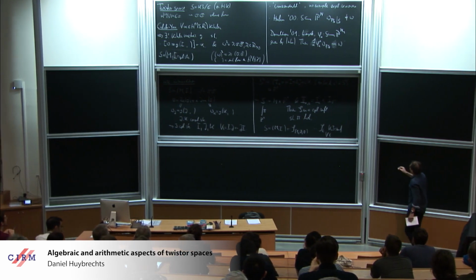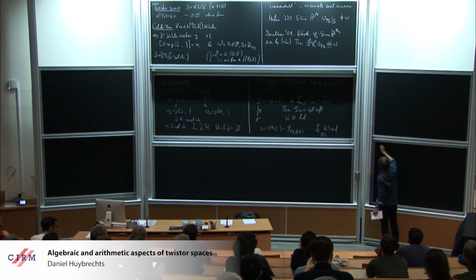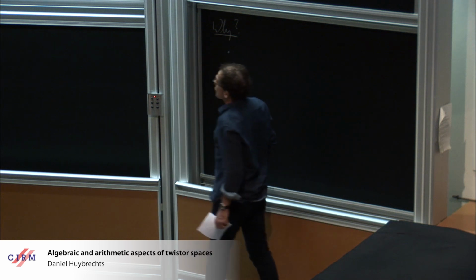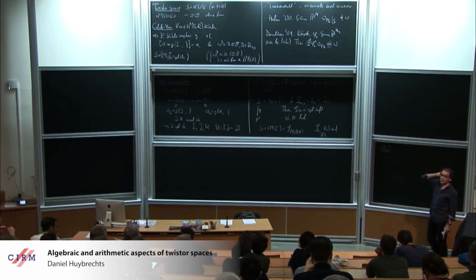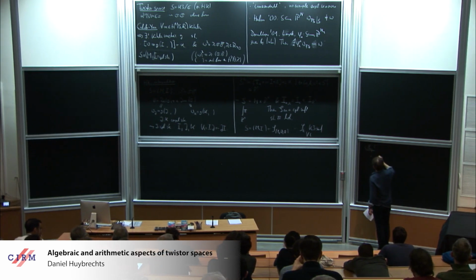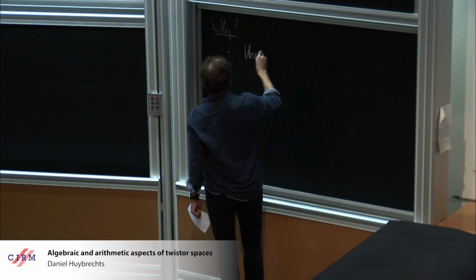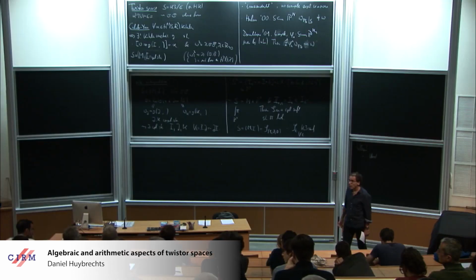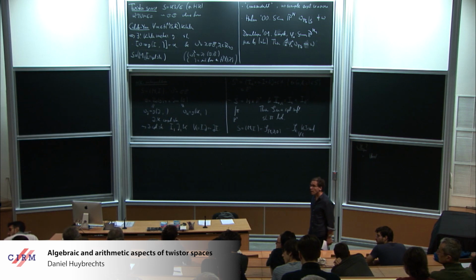Okay, so the question is, why would you look at a thing like this? First of all, twistor spaces have always been used in the theory of K3 surfaces and also in Hyperkähler geometry, for instance, to prove surjectivity. So the twistor family is as transcendental as the period geometry?